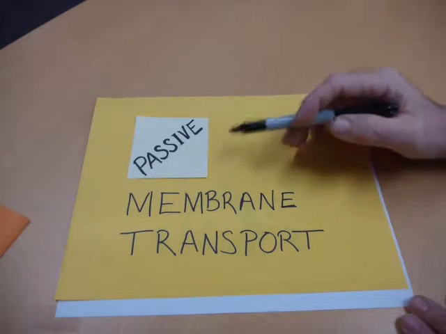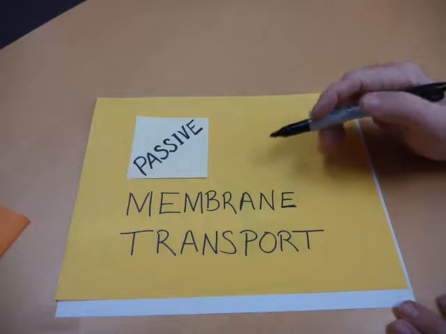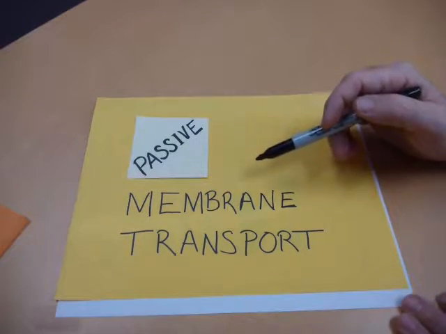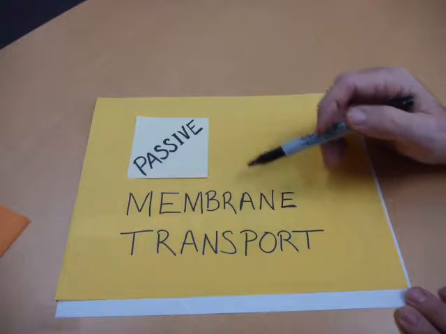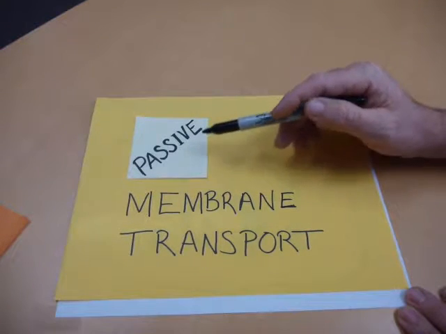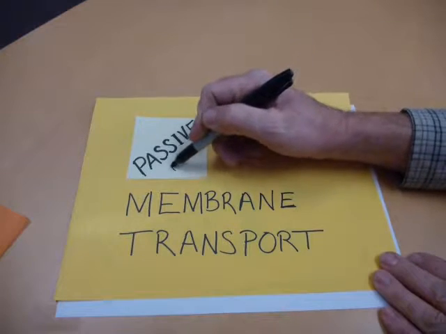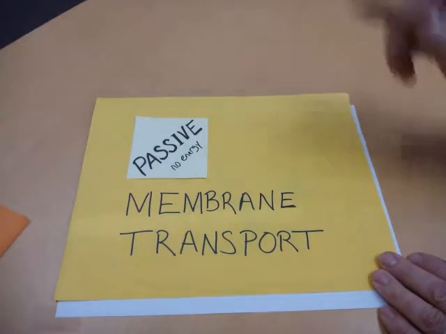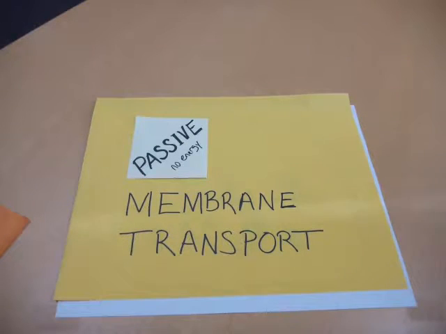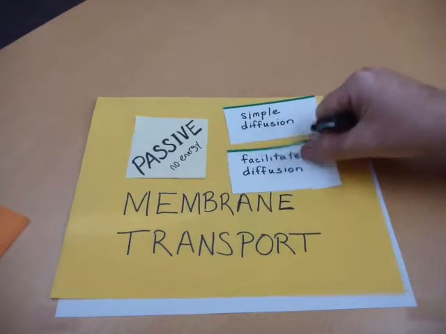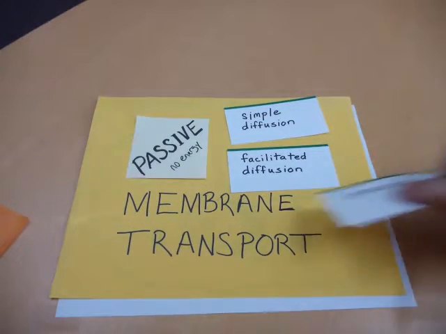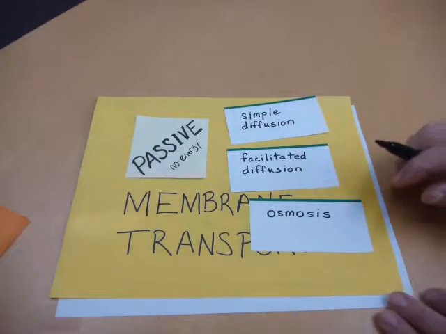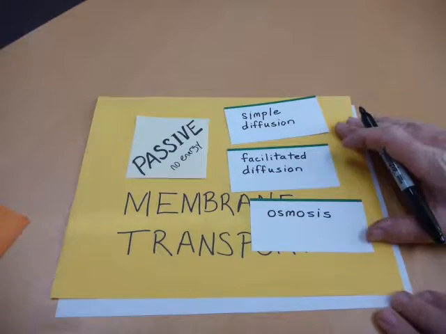I'm here to talk about passive membrane transport. There's a couple different types of membrane transport in the two broadest senses, passive and active. Passive requires no energy, and that's what we'll talk about today. It can be divided into a few different subcategories: simple diffusion, facilitated diffusion, and osmosis.